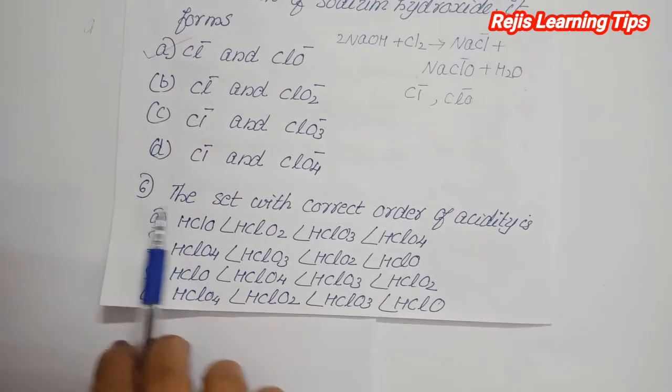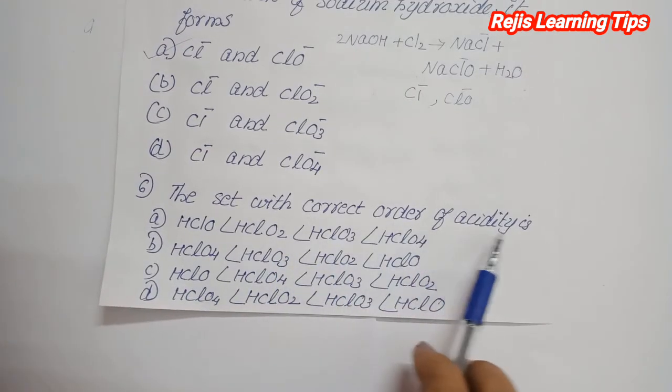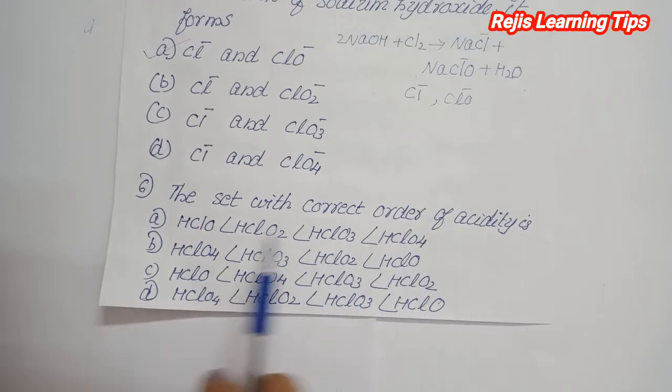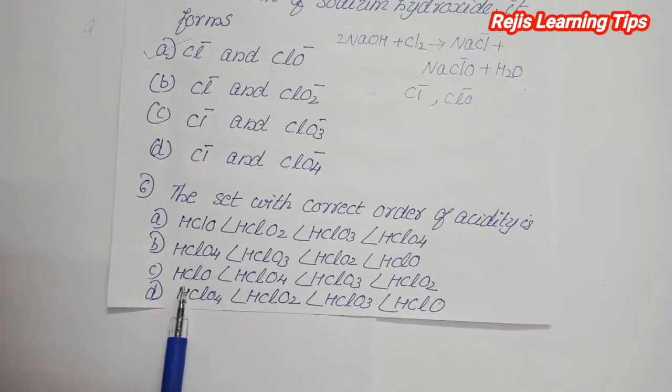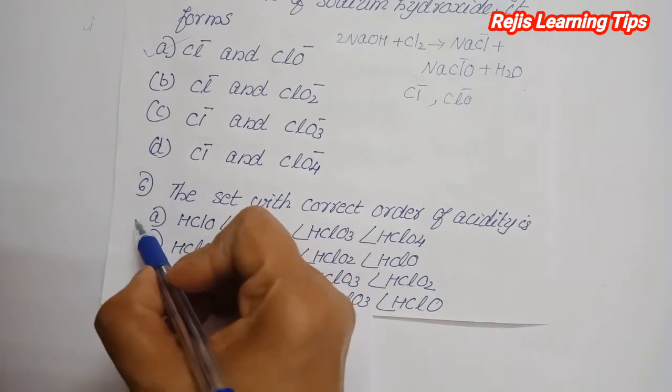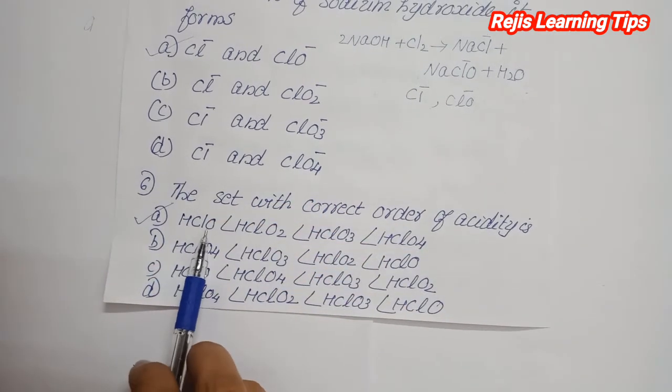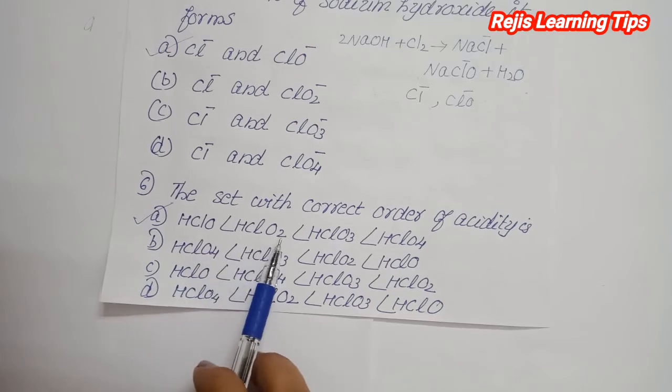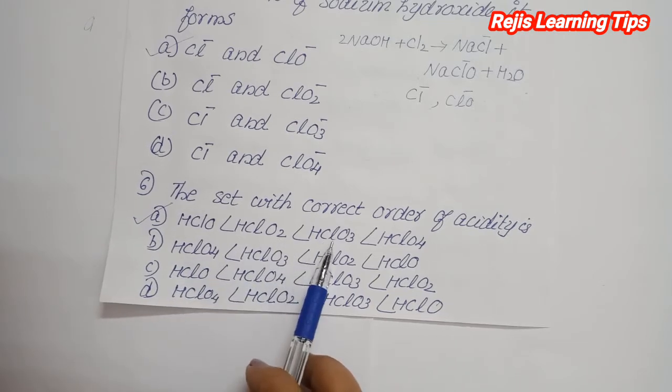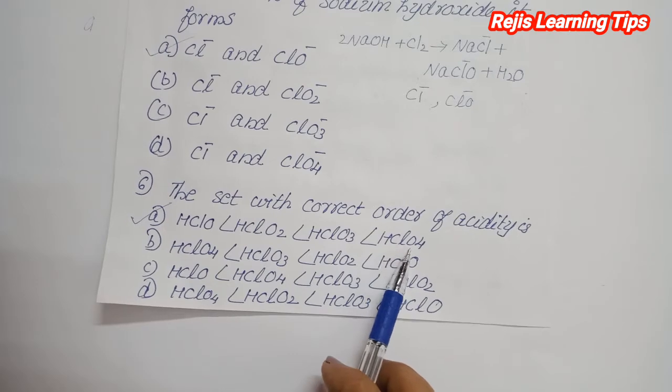Then sixth question, the set with correct order of acidity is. Options are given here. The acid character of the oxoacids increases with increase in the oxidation number of the halogen atom. So our option is A. HClO less than HClO2, which is less than HClO3, which is less than HClO4.